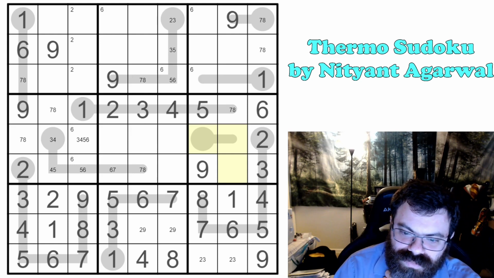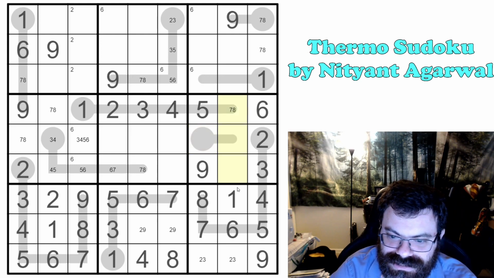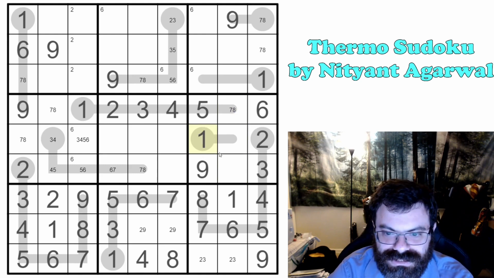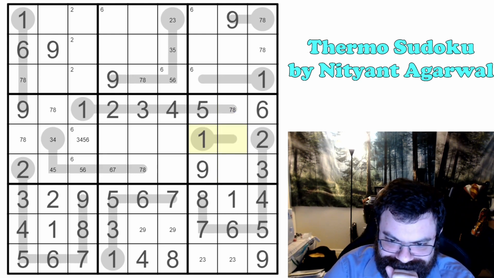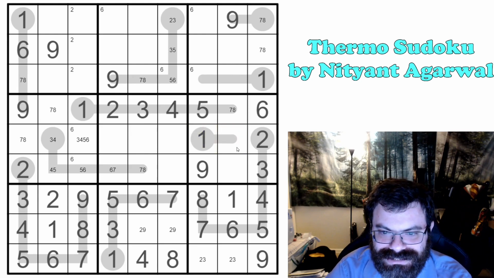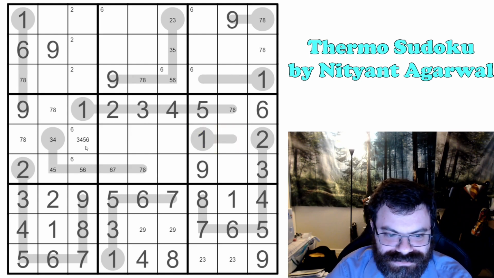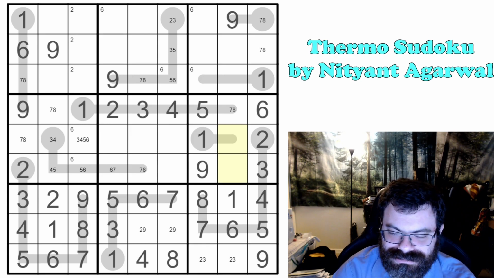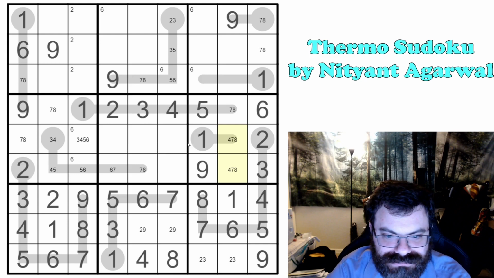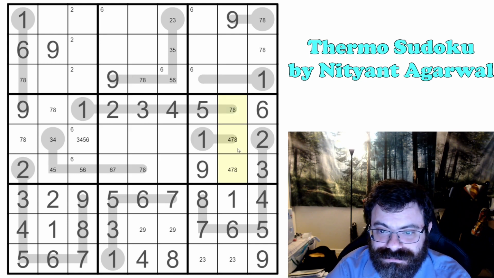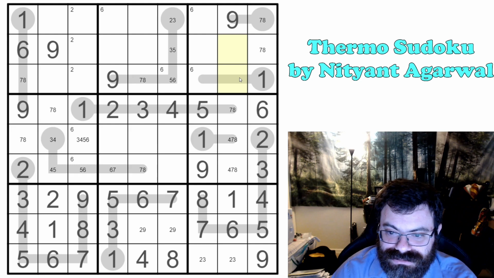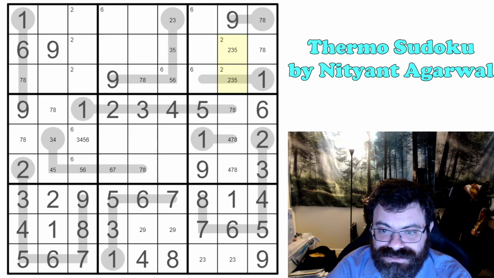In this box we need a 1, and it's certainly not here because of this one, so the 1 goes here. Very useful thermo right here. Wonder what we used that for at some point. I honestly forget at this point. So the remaining here is 4, 7, 8. Makes a triple. So this is 2, 3, 5, I think. Looks right. The 5 is one of these two.